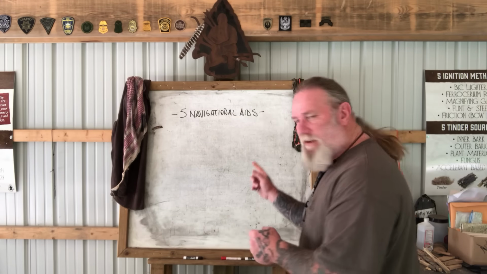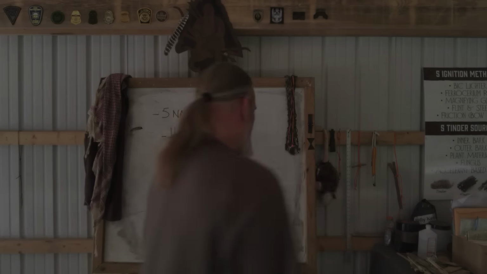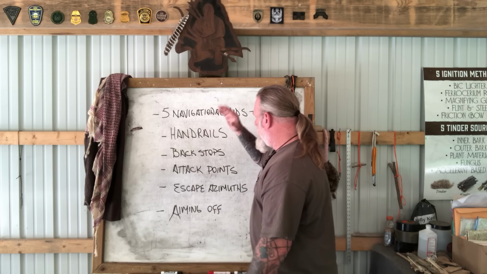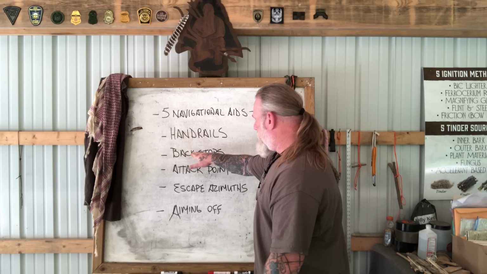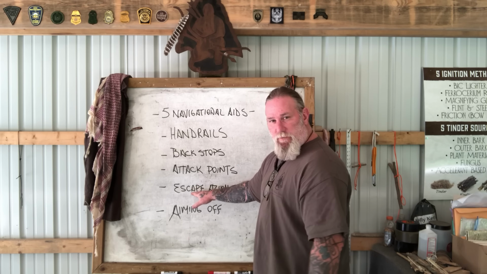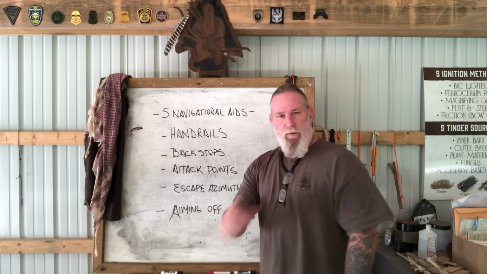And today, we're going to discuss 5 navigational aids. Stay with me. Okay, real quick so you can write these down. Handrails, backstops, attack points, escape azimuths, and aiming off. And we're going to talk about them one at a time.